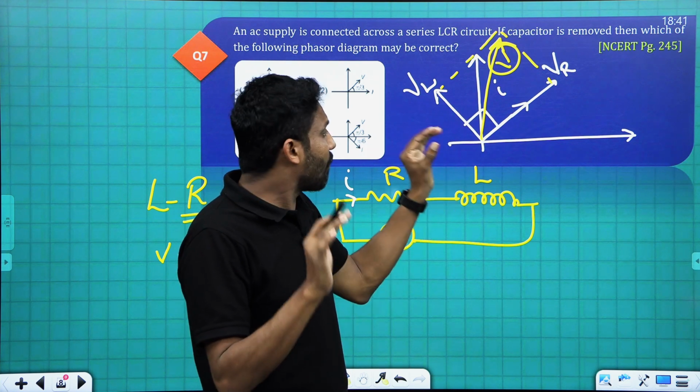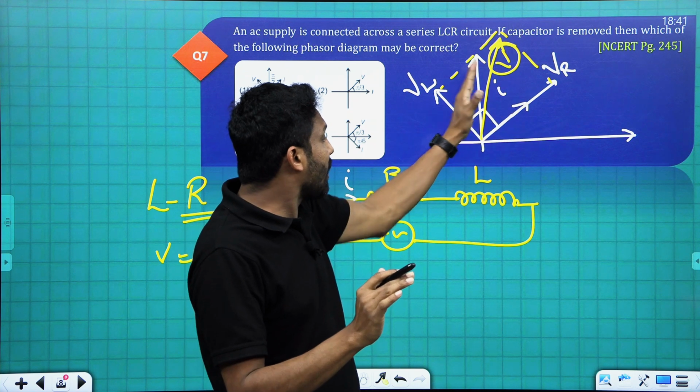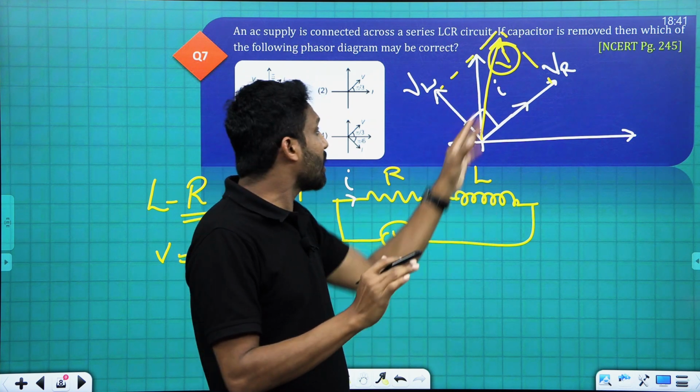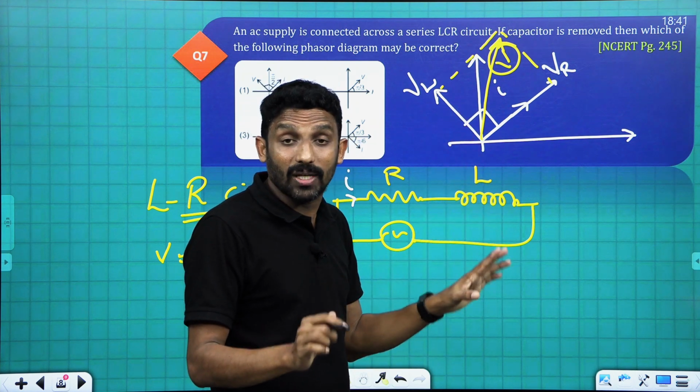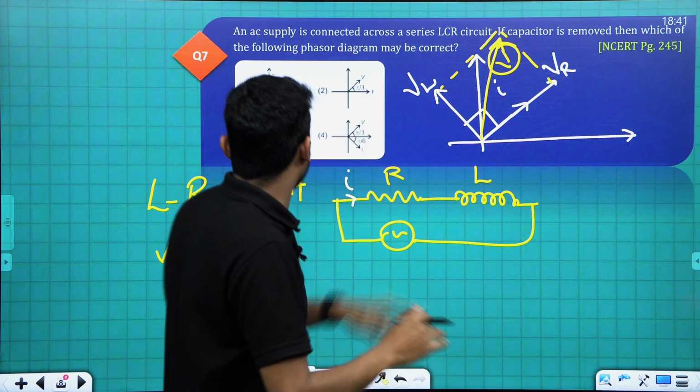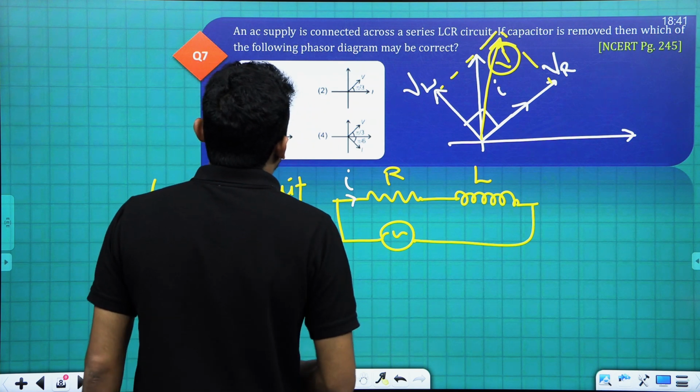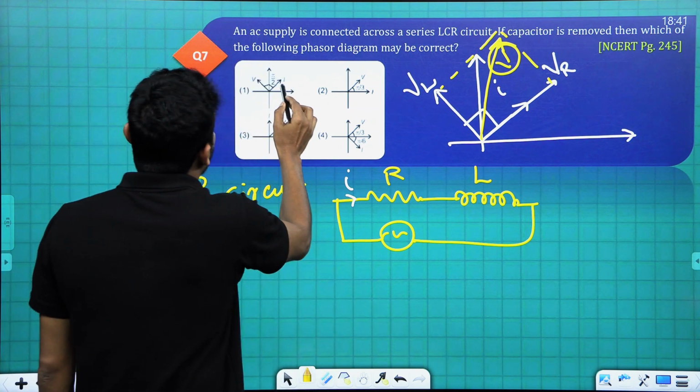The final situation is the voltage in this LR circuit. The voltage in this LR circuit is leading and the current through the circuit is lagging. This is the situation. Now we check the graphs. Here, see, the current is here.